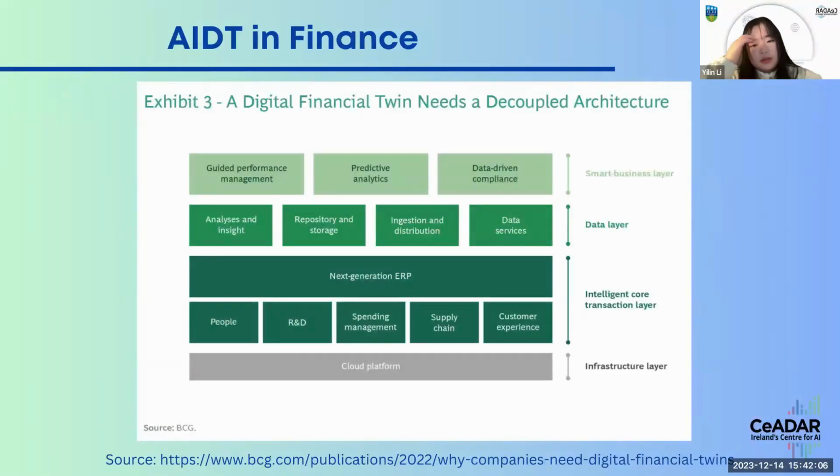So the basic technical requirement for introducing a digital financial twin is a scalable system landscape, like the next generation ERP and the data layer based on a modern cloud-based architecture. The company can transition to this landscape by building a data and digital platform that separates the data layer from the next generation ERP system and any existing legacy systems.